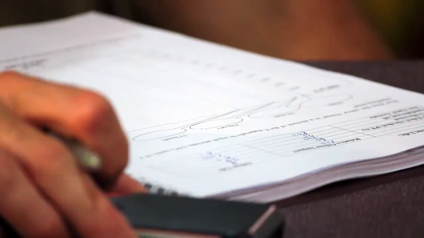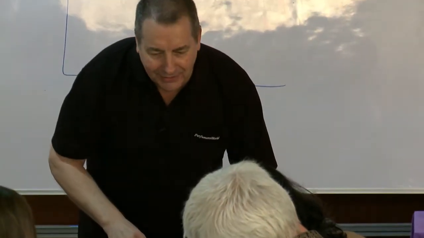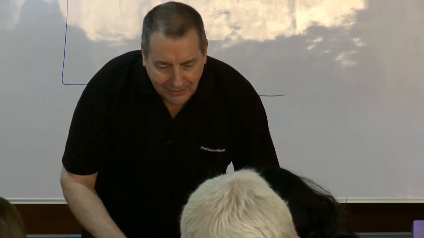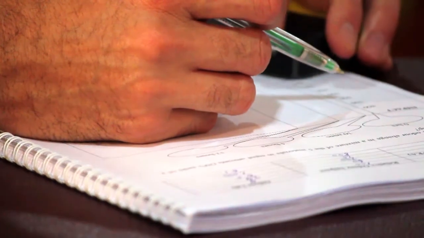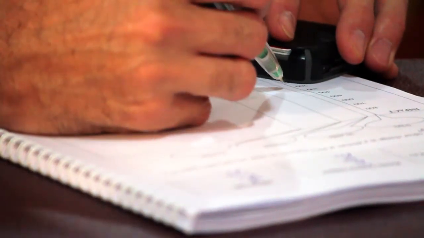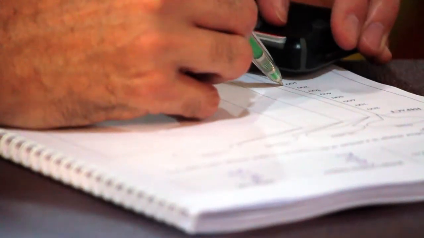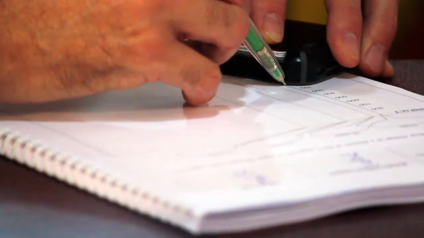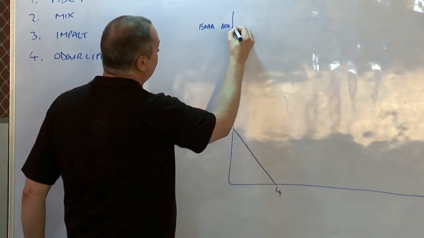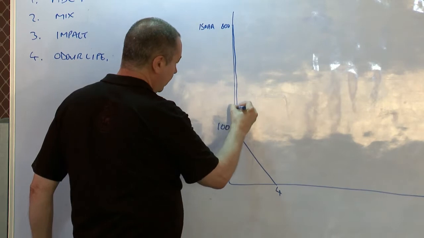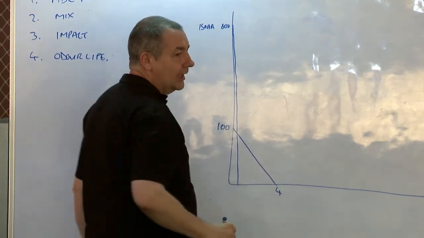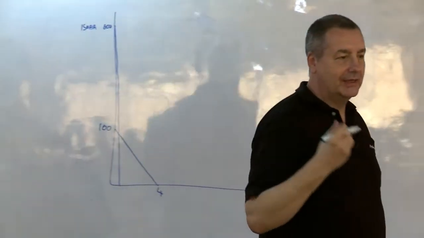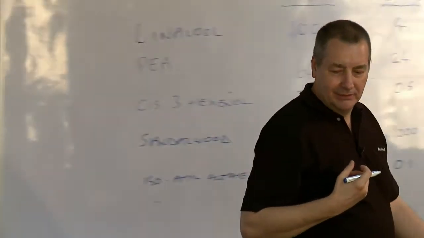Linalool would start at 100 and go down to 4. So linalool will go down from 100 to 4. Isoamyl acetate from 800 to 0.1. If you do these lines very straight, the next part becomes very easy.